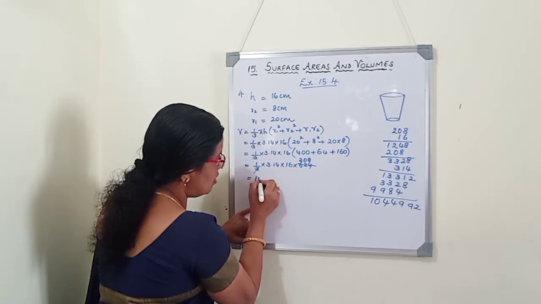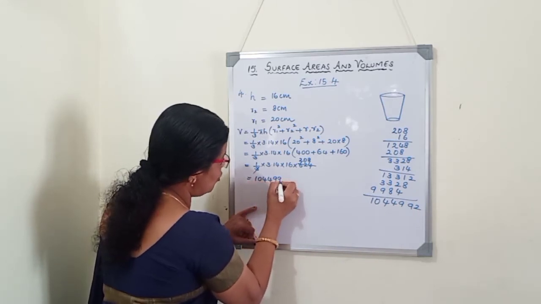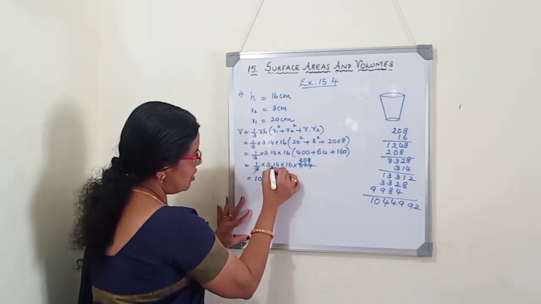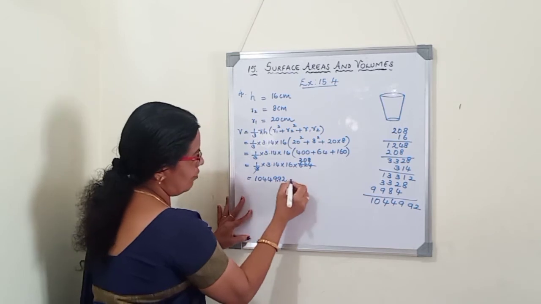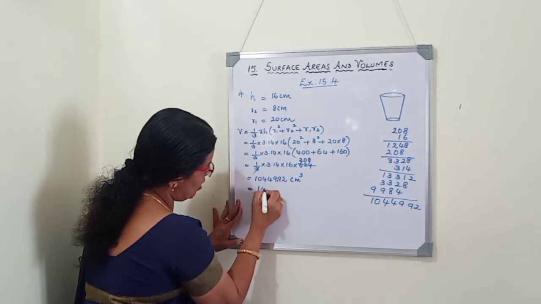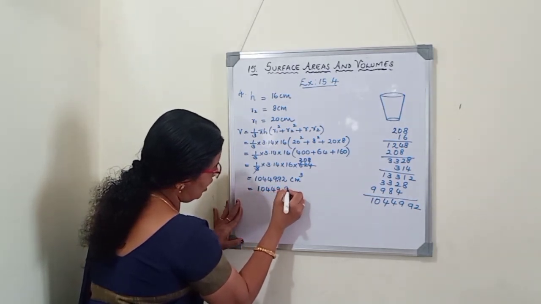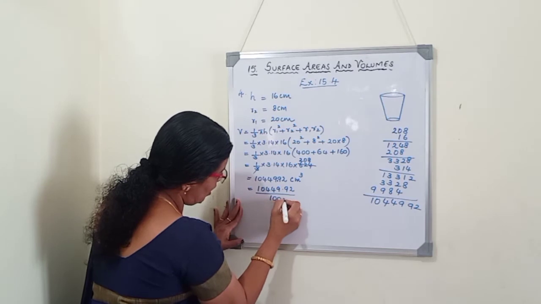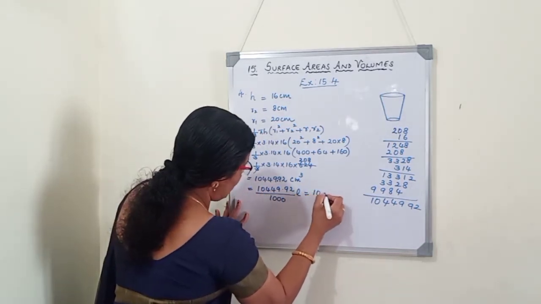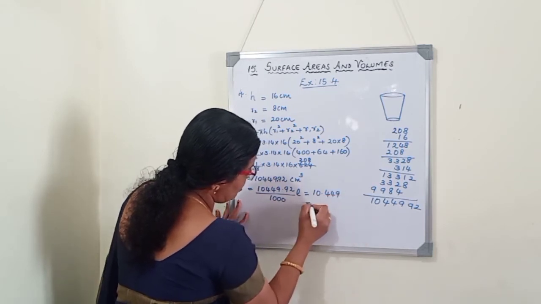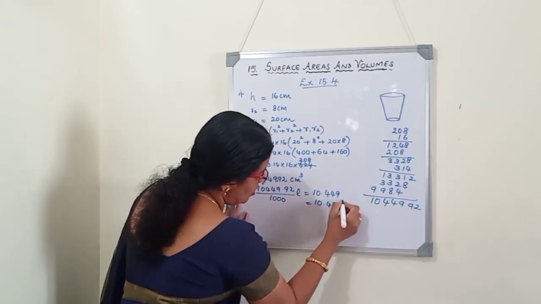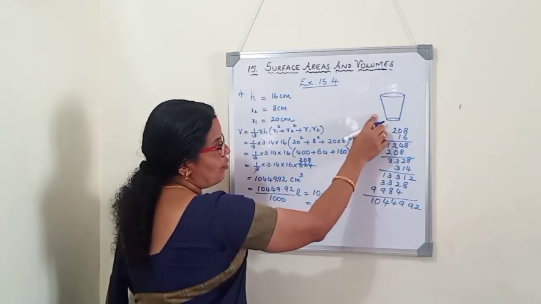Now 1, 0, 4, 4, 9, 9, 2 centimeter cube is the volume of this container. We have to adjust the point, 2 decimal digits to the left. This is centimeter cube. They asked to find the cost in liter, so we will divide by 1000. 10449.92 divided by 1000 liter. When you divide by 1000, 3 digits left, the point we will keep: 10.449. We can write it as 10.45. Here 1 we will add as this is more than 5. This is the capacity of the container.